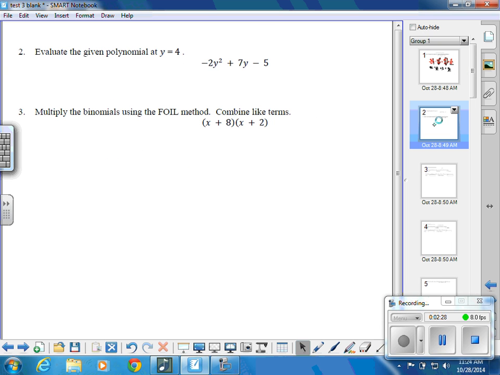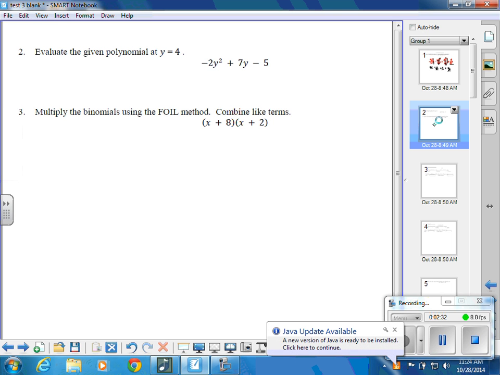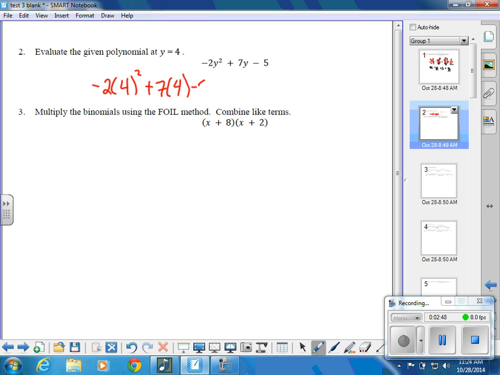Now, number 2 is telling us to evaluate the given polynomial at y equals 4. Your best bet here is to plug all this into a calculator, replace your y with a 4, get your answer, and try to show some work. So I will go ahead and replace everywhere I see y with the number 4, and I'm going to go ahead and multiply.